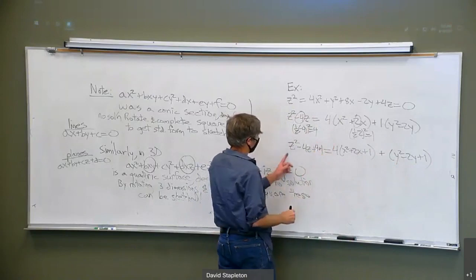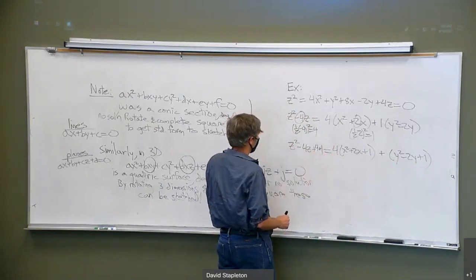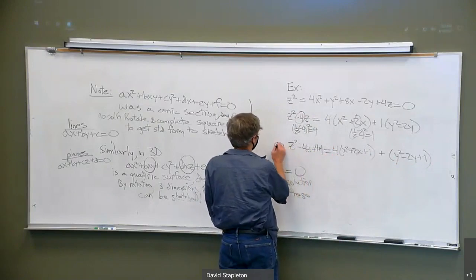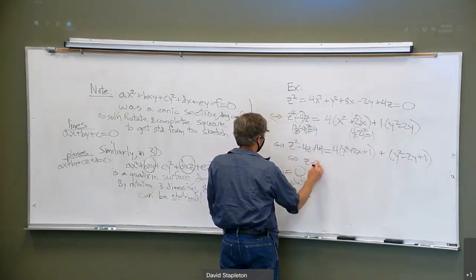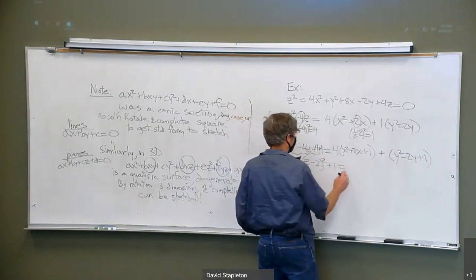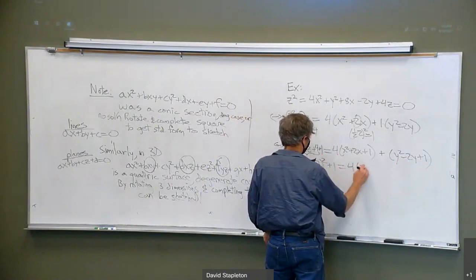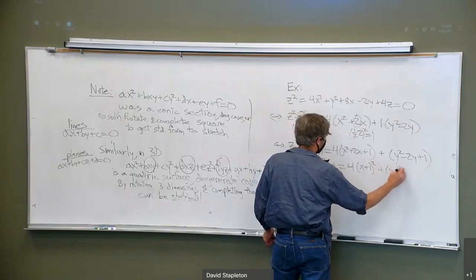Balance the equation. So now I've added 5 to the left and 5 to the right. What do we have here? These are all equivalent equations. This is (z minus 2) squared, all plus 1, equals 4 times (x plus 1) squared plus (y minus 1) squared.